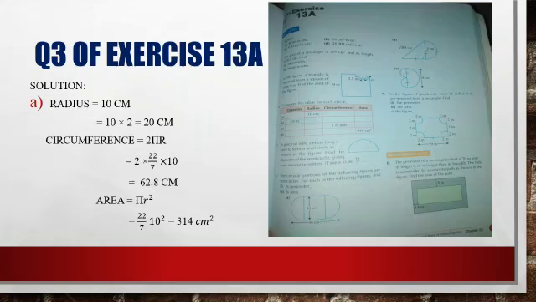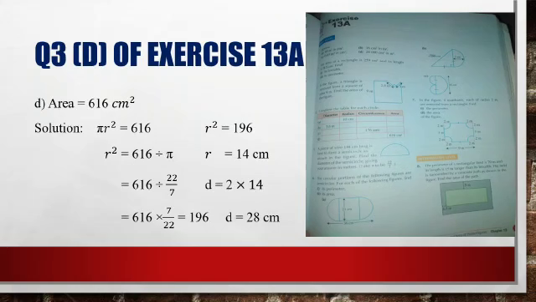Okay. Coming to the next part D. In part D, area has been given. As you can see in your book, question number 3, part D, only area is given, which is 616 centimeters squared, and you have to find all other 3 physical quantities, which are diameter, radius and circumference.